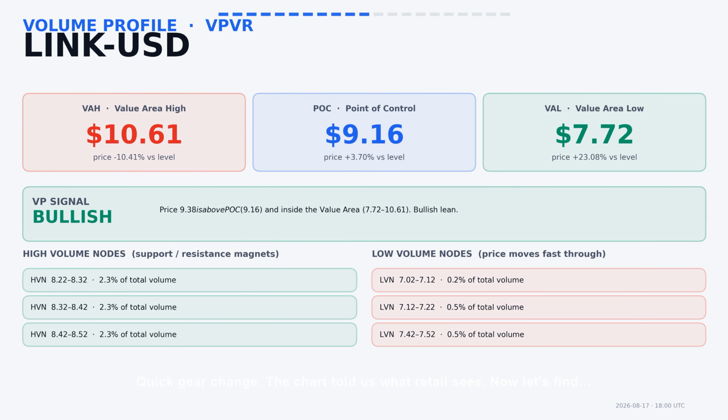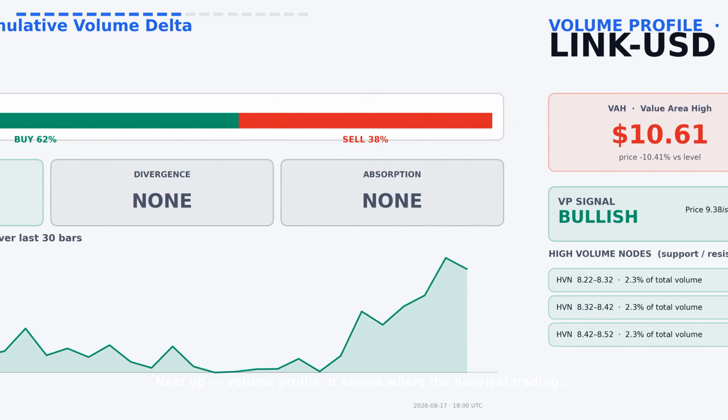Next up, volume profile. It shows where the heaviest trading happened, and those prices act like magnets. The point of control, the most traded price, is at $9.15. The value area runs from 7.72 on the low side to 10.61 on the high side, meaning 70% of all volume traded inside that zone. The signal here is bullish. Price, 9.38, is above POC, $9.16, and inside the value area, 7.72 to 10.61. Bullish lean.